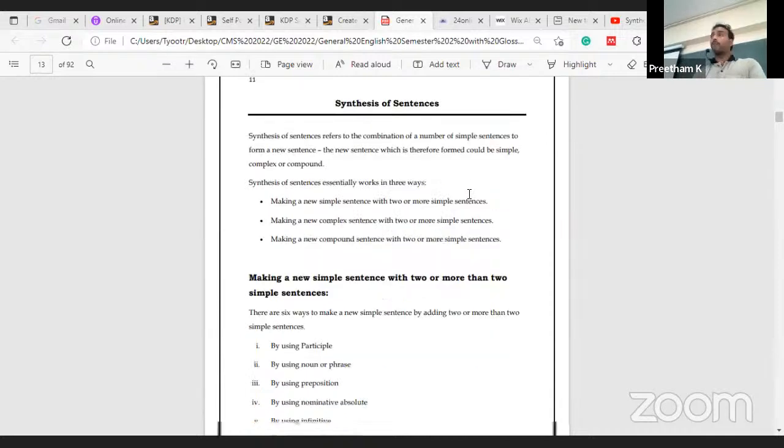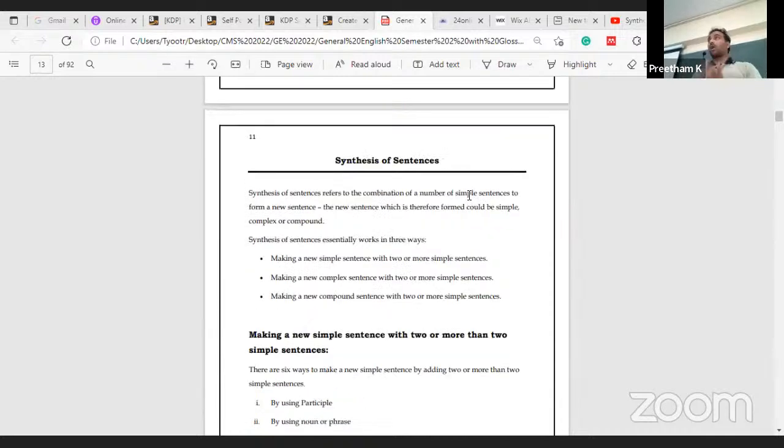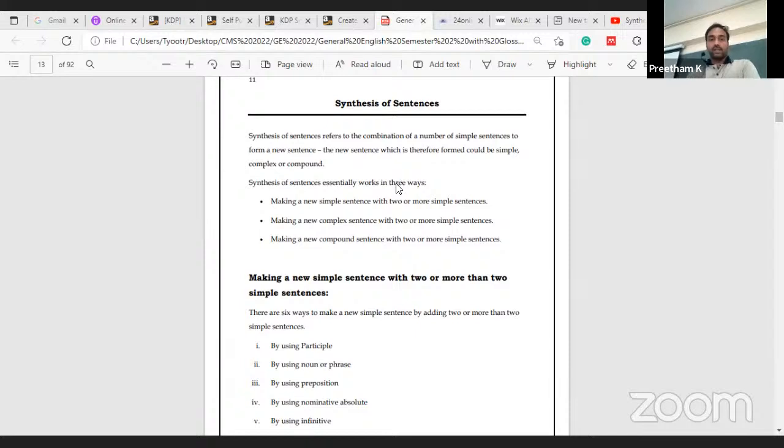Now, the next topic is synthesis of sentences. Synthesis means what? You sum it up, you consolidate. Thesis, antithesis, synthesis, they say. So here we will be discussing various types of formation of synthesized sentences. Synthesis of sentences refers to the combination of a number of simple sentences to form a new sentence. The new sentence which is thereby formed could be simple, complex, or compound.